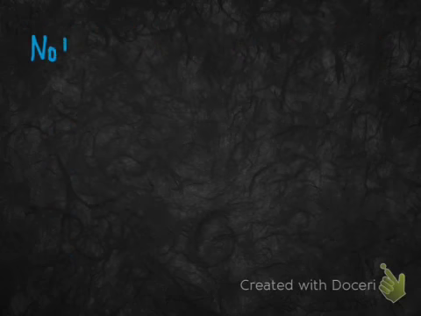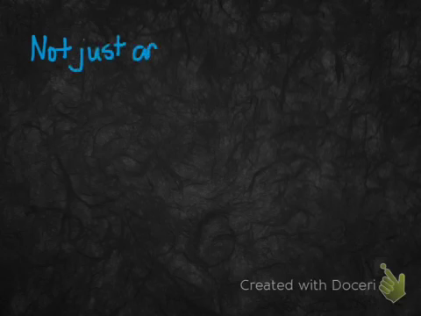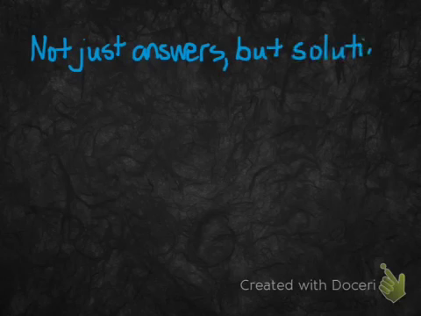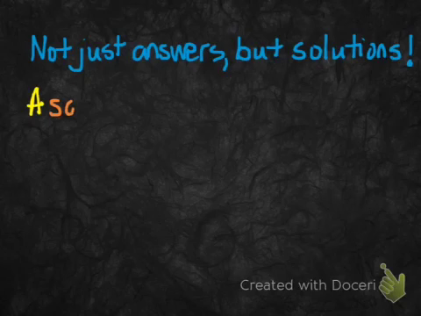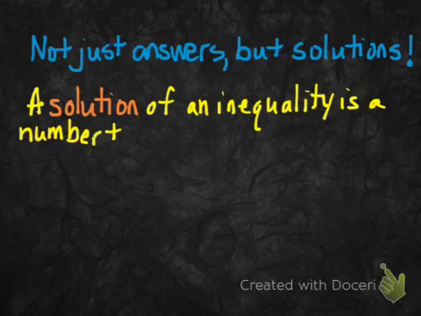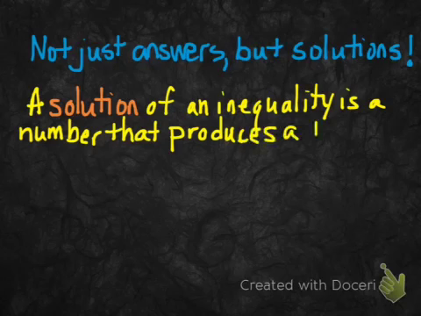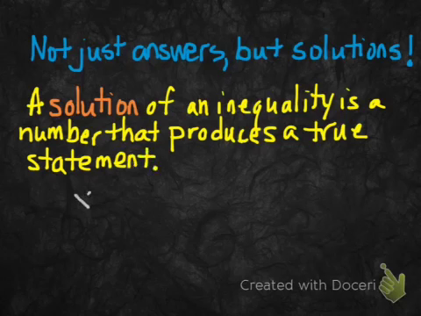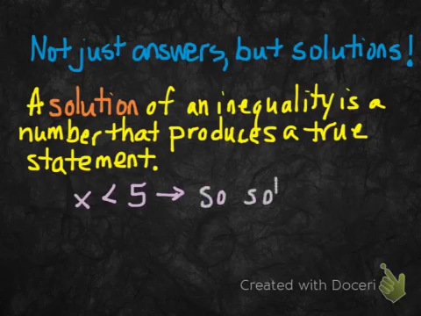Alright, here we go. We are not just looking for answers today. We're not just looking for x equals 7, but rather we're looking for possible solutions or possible answers, because there's going to be a wide variety of correct solutions to our problems today. So you say, what is a solution then? Isn't that just an answer? A solution of an inequality is any number that produces a true statement. And there are many of them.